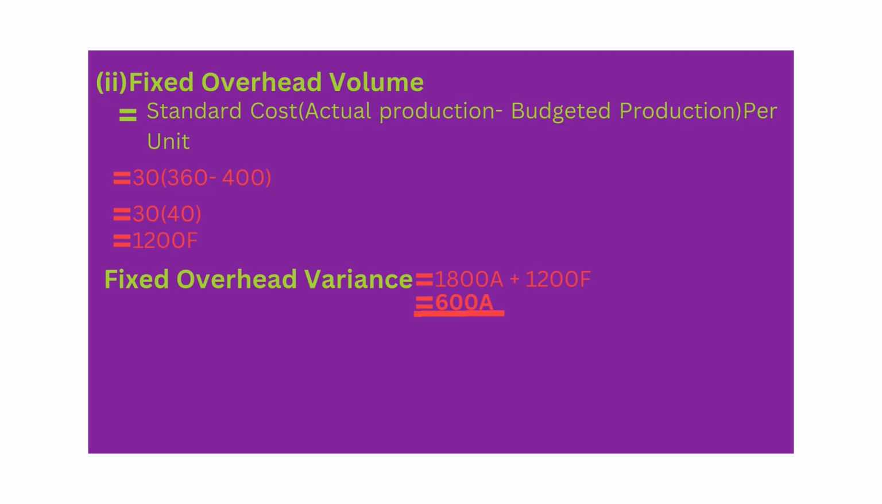So our fixed overhead variance will be fixed overhead expenditure plus fixed overhead volume variance, which will be 1,800 adverse plus 1,200 favorable, which will give us 600 adverse.